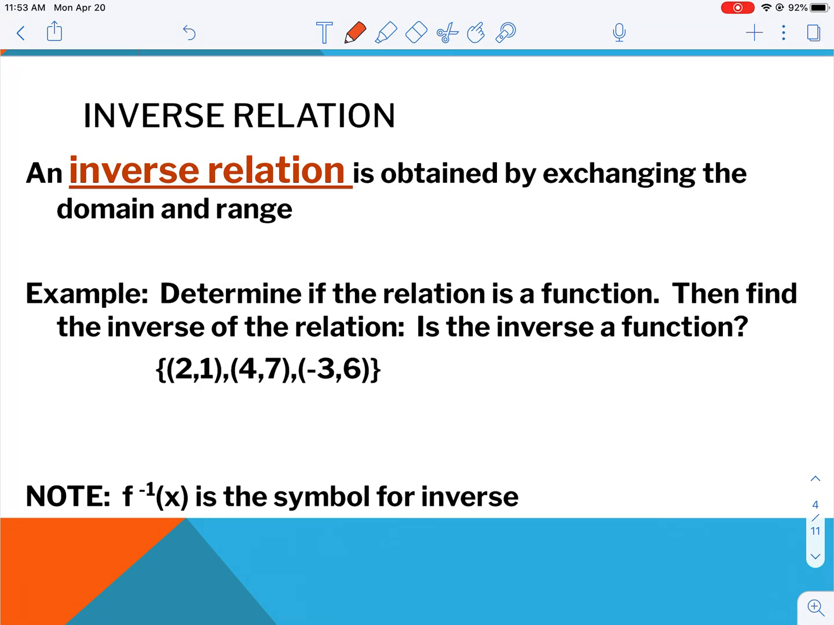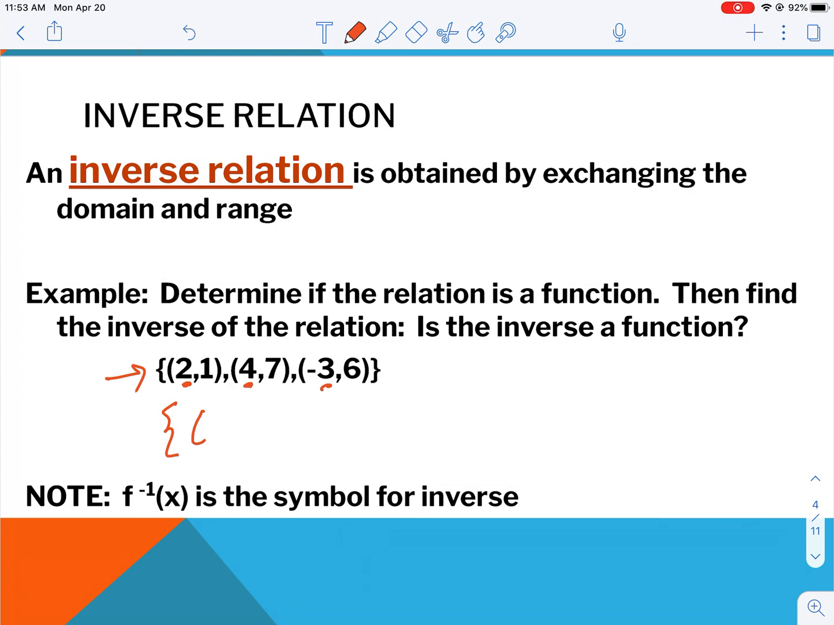Okay, so the new part today is an inverse relation. So that's what we get when we exchange the domain and range. So what that means is you're going to take the x's and the y's and you're going to swap them around. Okay, so here's a very basic one. We got a set of points. This relation would be a function because if you look at all these x's, every x has one y matched to it. So every input has one output.